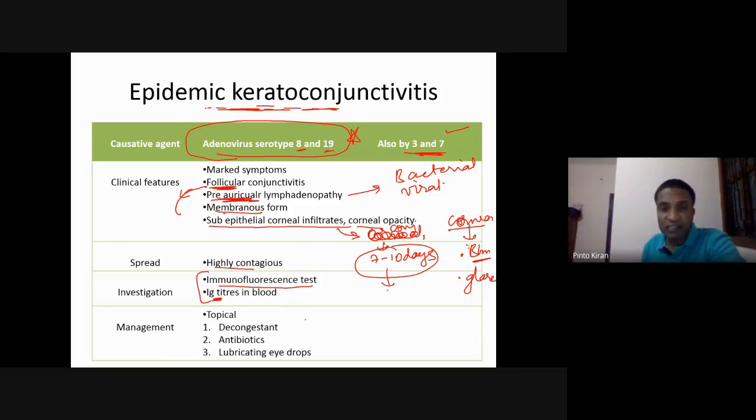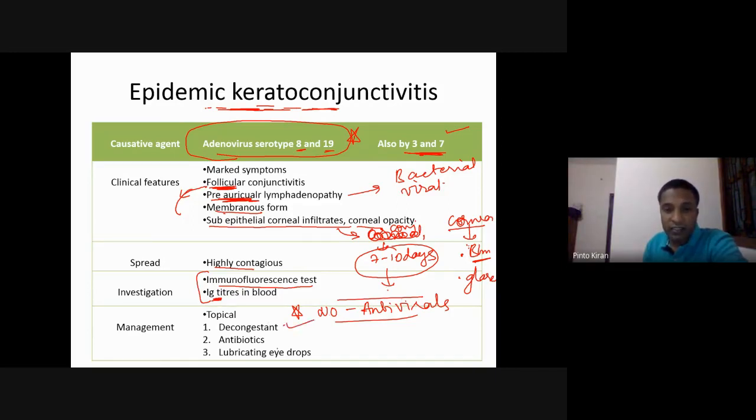How do you treat these cases? You should remember, you should not give antiviral drugs. At any cost, you should not give. First of all, they don't have any role in adenoviral conjunctivitis. That you have to keep in mind. Okay. How do you treat?